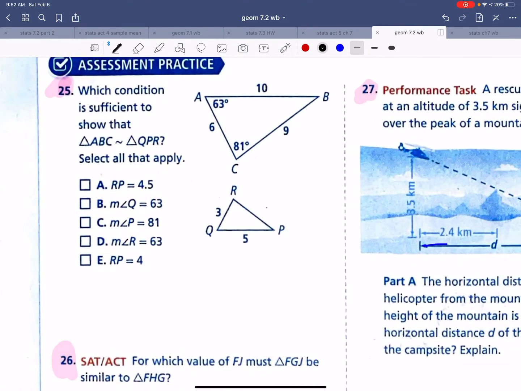So 25 says, what would be sufficient? Meaning right now it might not be enough. Okay, so I have 2 angles. So let's figure out the third one here. So I get 36.